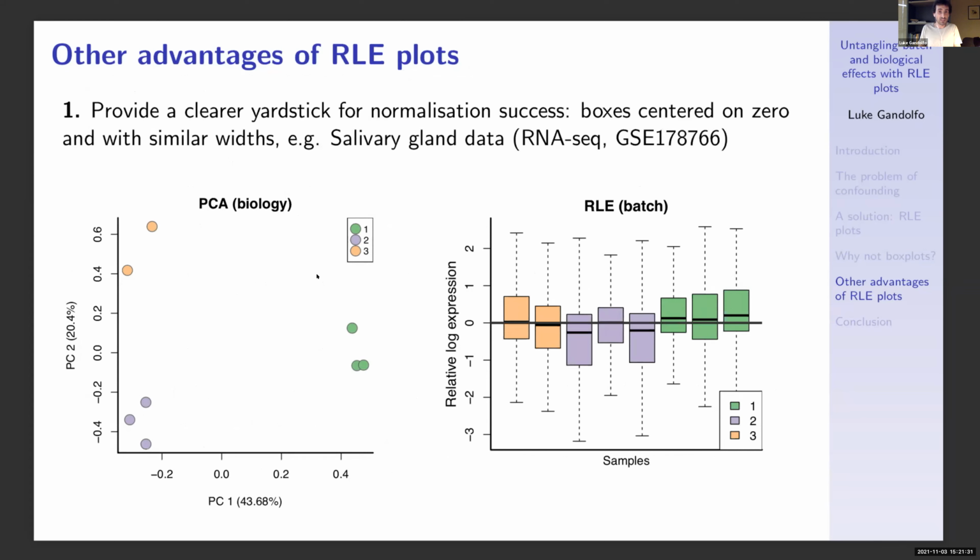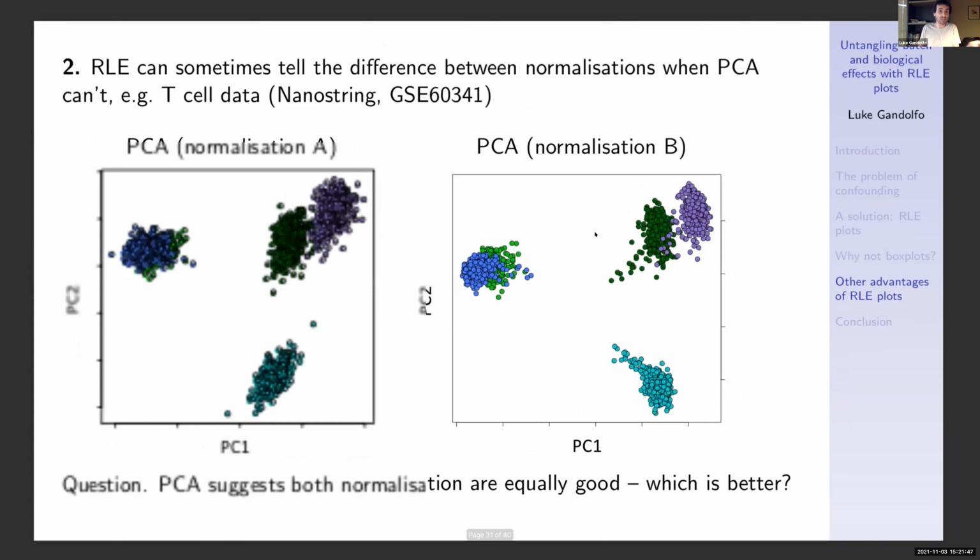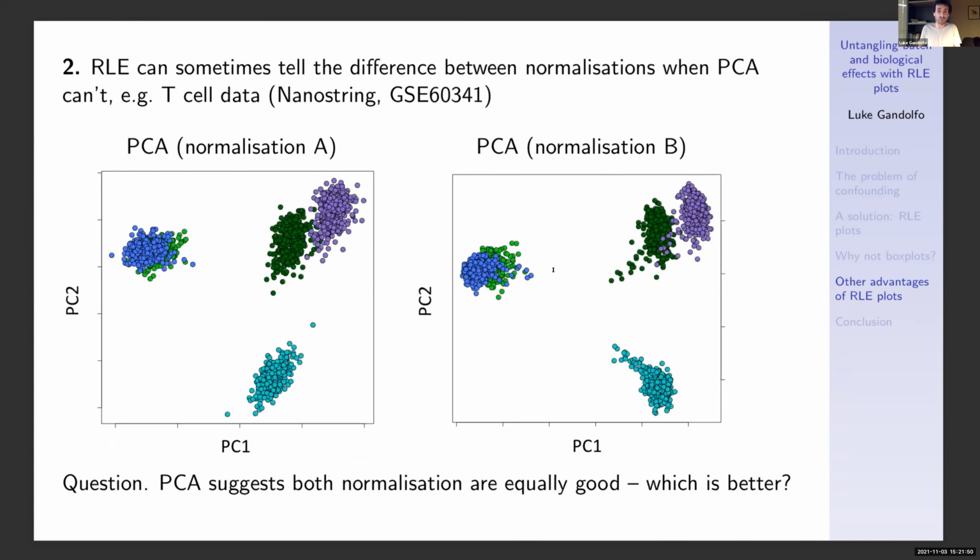And I'll just race through a couple of other advantages. RLE plots provide a clearer yardstick for normalization success, namely that the box plots be centered on 0 and have similar widths, because as you can see here, the PCA looks great. It looks like the normalization succeeded. On the other hand, the RLE tells a different story. RLE can sometimes tell the difference between different normalizations when PCA can't.